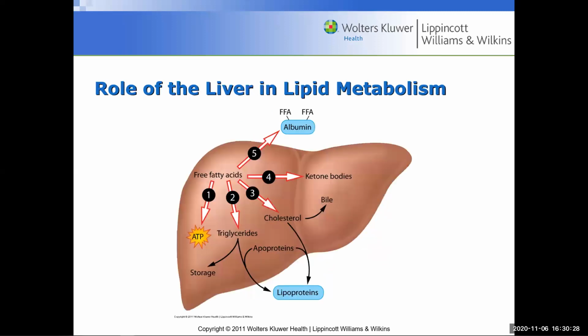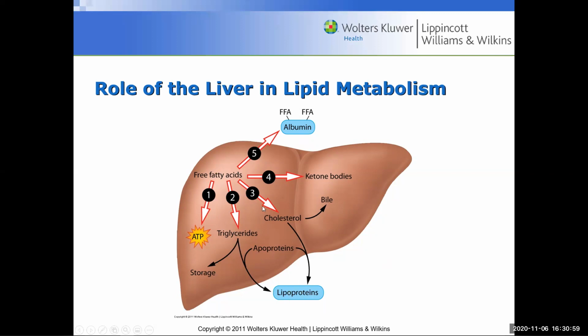Let's now look and see the importance of the largest organ by mass in the body, the liver. So very importantly, the liver has a number of functions, as we see here. It is very important for the manufacture of ATP. Additionally, the liver itself is a storage site for fats, triglycerides. These triglycerides can be combined with apoproteins to give lipoproteins.